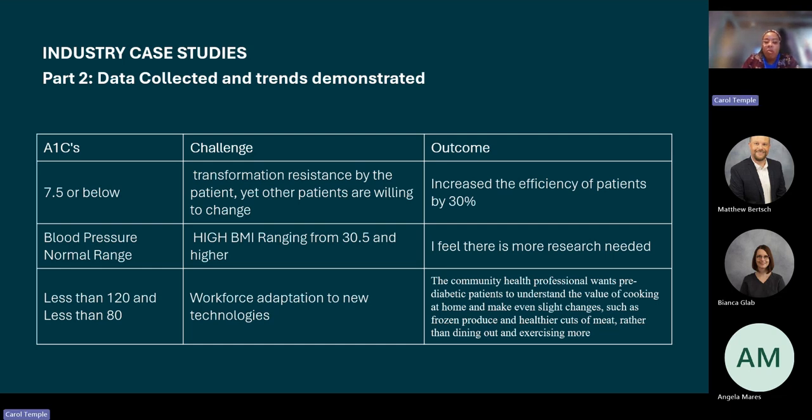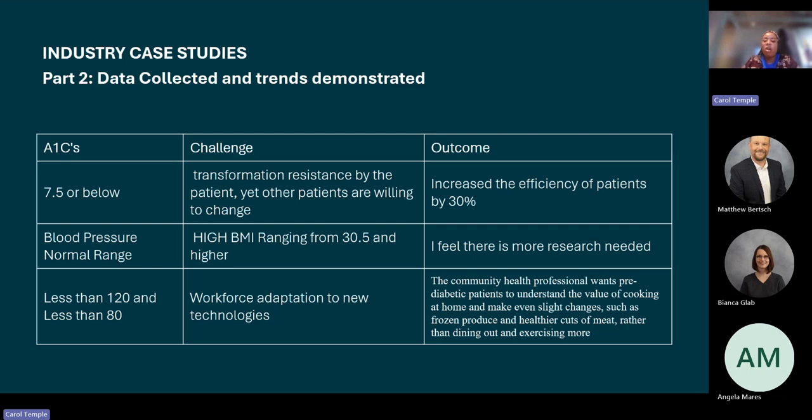So the community health student identifies serious health concerns within Pinal County due to obesity, weight management, diet, and lack of physical activity. They urge pre-diabetic patients to understand the value of cooking at home and make small changes. Sometimes you can use frozen produce, healthier cuts of meat, rather than dining out. And also that big E word, exercise. Nobody likes to exercise nowadays, but sometimes it's good to include small activities like walking, hiking sometimes, or doing yard work, or just doing small things to incorporate those things into one's lifestyle.